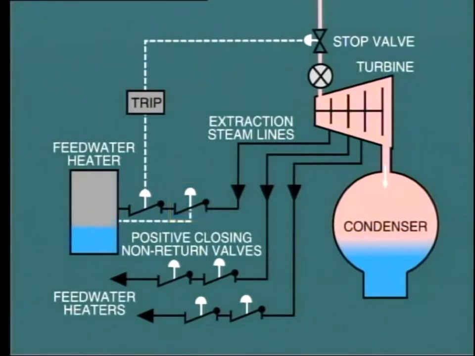These positive closing check valves also trip closed in the event that the turbine stop valve is tripped closed. They are force closed about 10%, and reverse flow completes the closure.